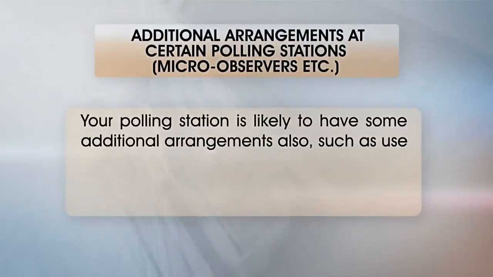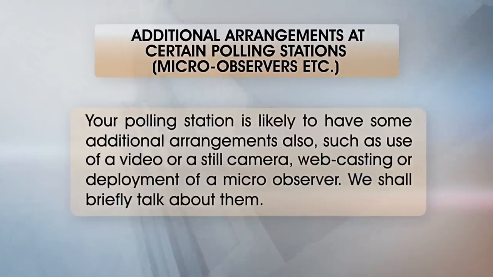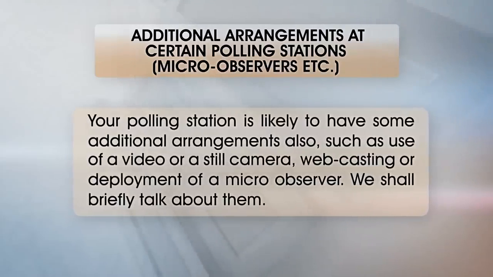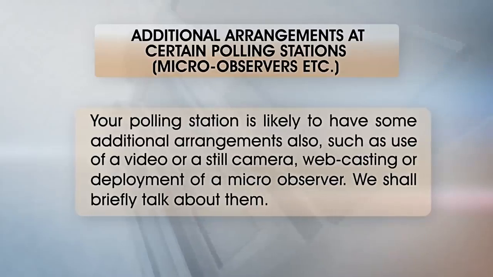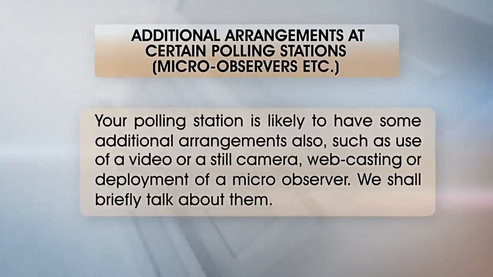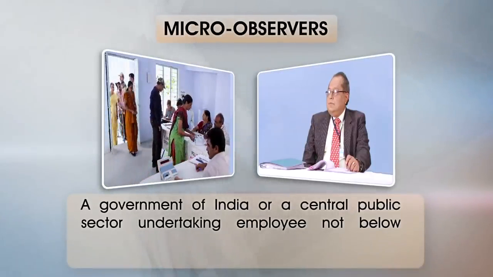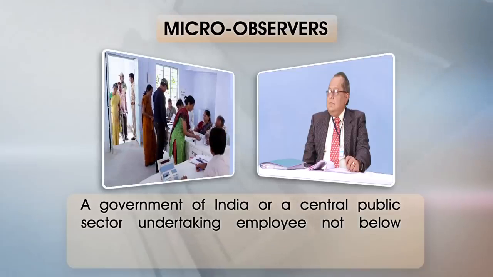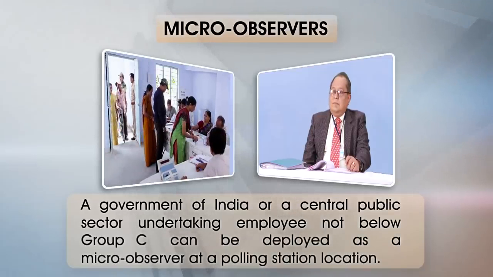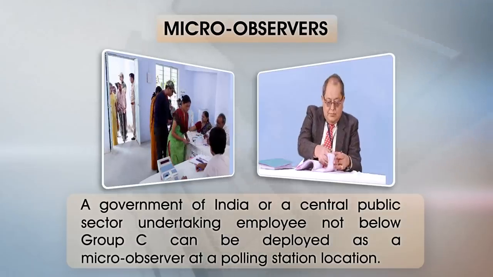Your polling station is likely to have some additional arrangements also, such as use of a video or a still camera, webcasting, or deployment of a micro-observer. We shall briefly talk about them. Micro-observers: a Government of India or a central public sector undertaking employee not below Group C can be deployed as a micro-observer at a polling station location.